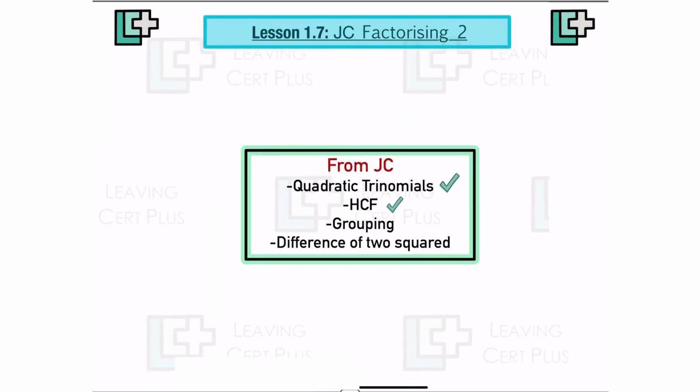This is lesson 1.7. It's our second lesson looking at factorising that we learned in Junior Cert. So we looked at the first two types, quadratic trinomials and highest common factor, a couple of lessons ago. Now we're focusing on grouping and difference of two squares.